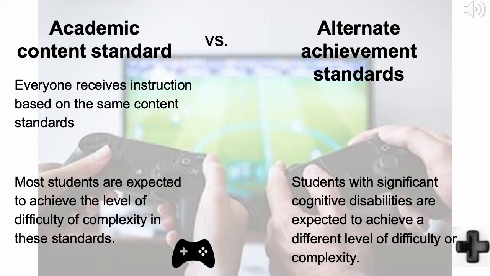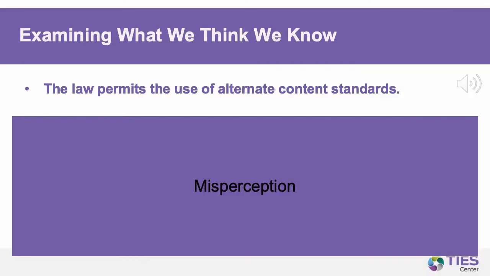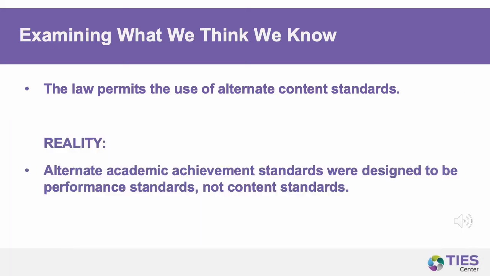We need to ask ourselves, how can standards support high expectations? The title, Examining What We Think We Know, and a subtitle, Misperception. Based on the Individuals with Disabilities Education Act and the Every Student Succeeds Act, many would say that the law permits the use of alternate content standards. However, in reality, we know that alternate academic achievement standards were designed to be performance standards, not content standards.